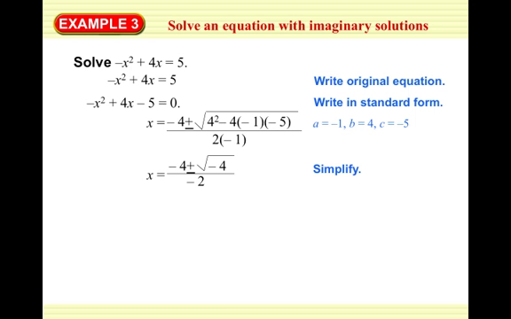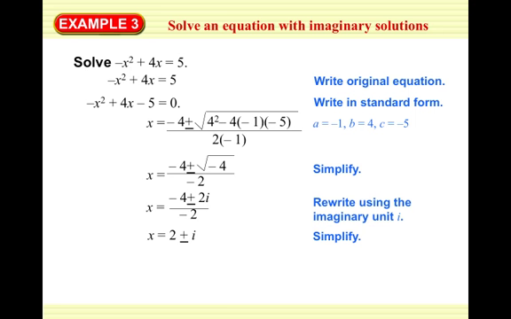Simplify inside that square root sign, you get 16 minus 20, so you're going to get negative 4. So we've got negative 4 plus or minus the square root of negative 4 over negative 2. We want to simplify. Anytime you've got a negative inside that square root sign, the first step to simplifying is putting your i out. And we would have i times the square root of 4. Square root of 4 is 2. So all in all, it's negative 4 plus or minus 2i over negative 2.